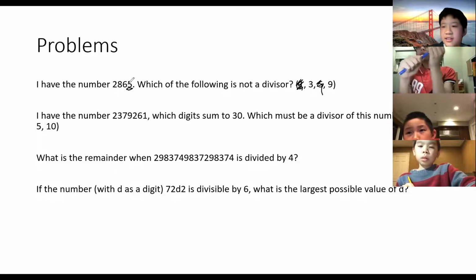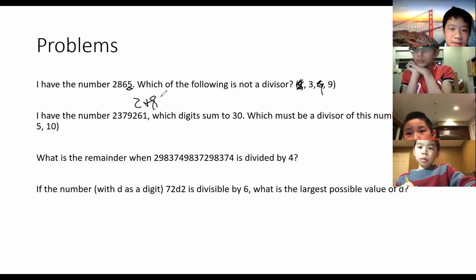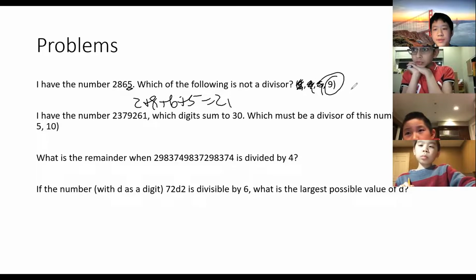Now I just add the digits together to see if they're divisible by 3, right? 2 plus 8 plus 6 plus 5, 21. Yes, it is divisible by 3, so 9 must be our answer. And we can also confirm that by seeing how 21 is not a multiple of 9. Okay.